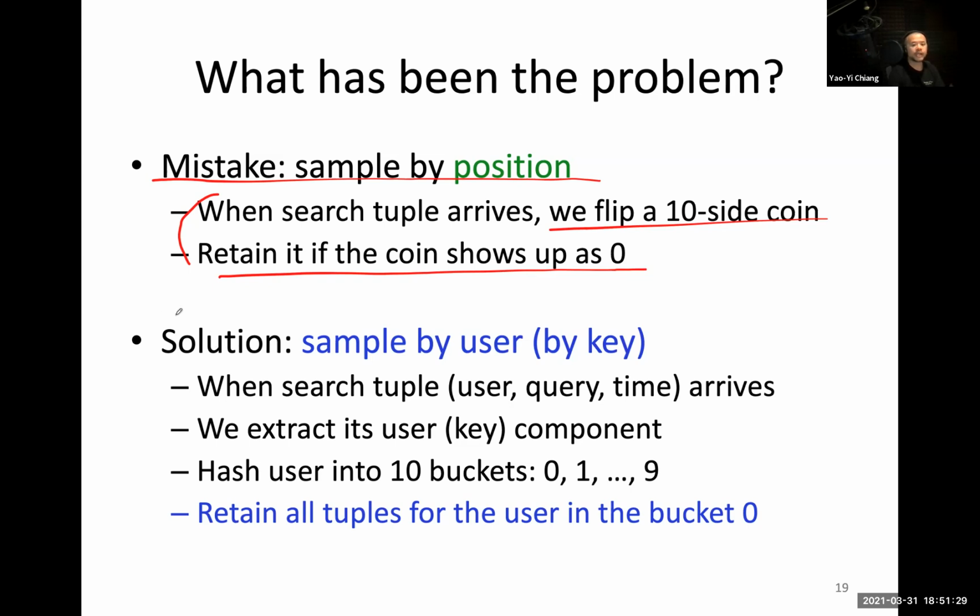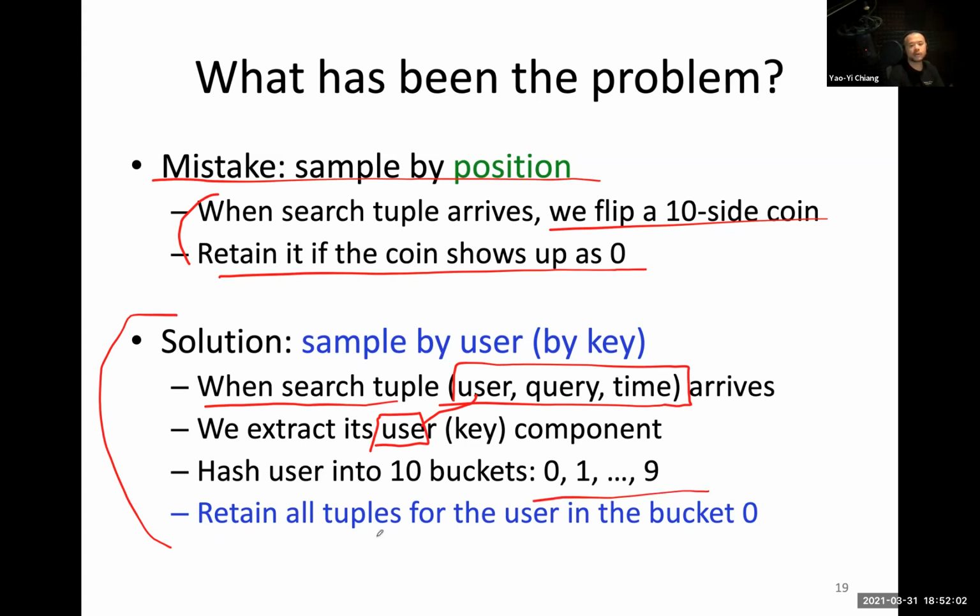What we can do is sample by keys or sample by users. For example, when the search tuple arrives, this is a tuple, we can identify a key in the tuple across all tuples. And in this case, we say, all right, user is the key. We will take user as the key. User here in the tuple is the key, hash this user ID or a stream of usernames into 10 buckets. And we're going to retain all tuples for the users in bucket 0.